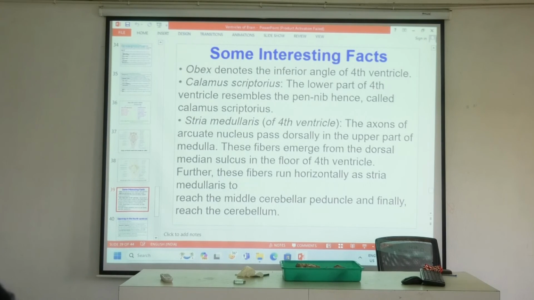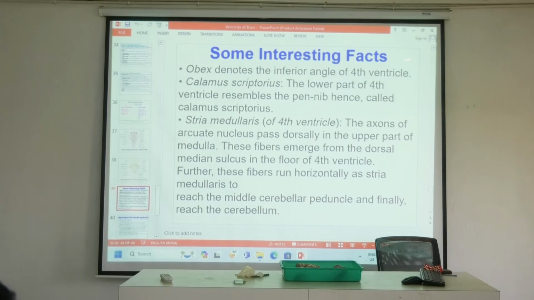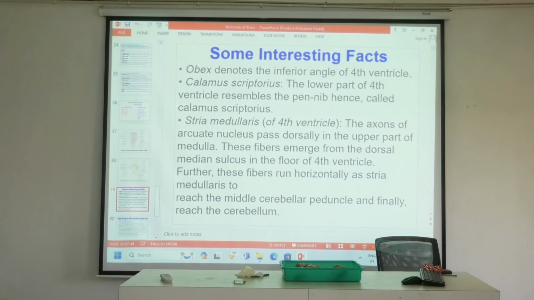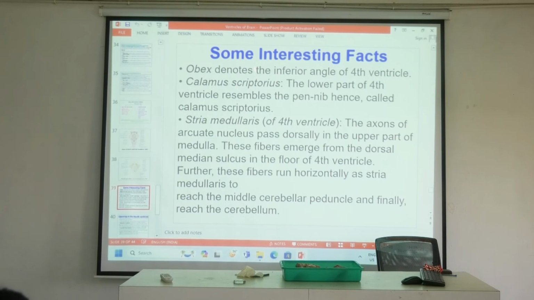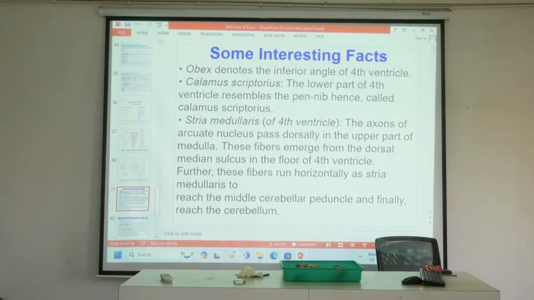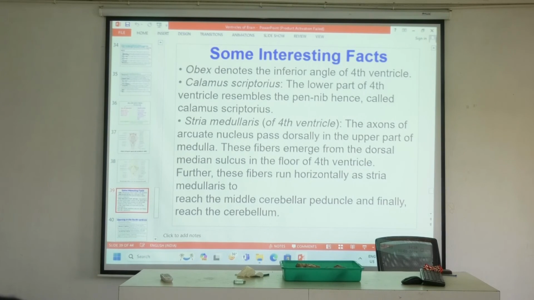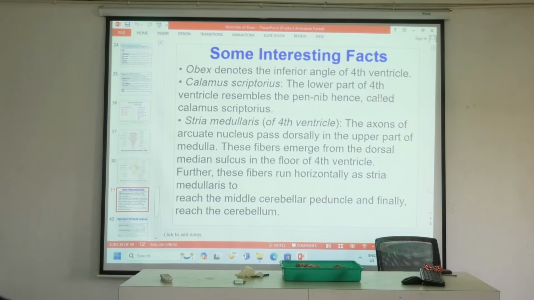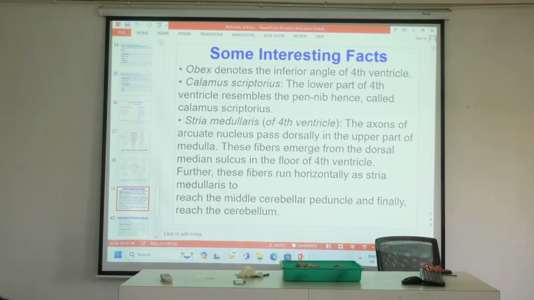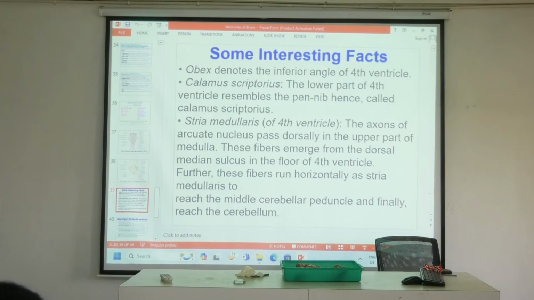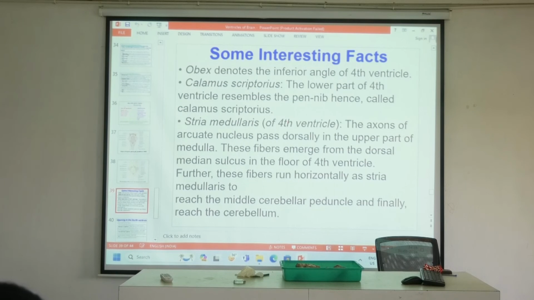So obex denotes the inferior angle of the fourth ventricle. Calamus scriptorius. This is asked in your viva. What are these structures? Calamus scriptorius, that means pen for writing. The lower part of the fourth ventricle resembles a writing pen, hence called the calamus scriptorius.